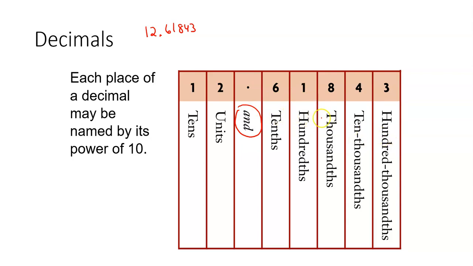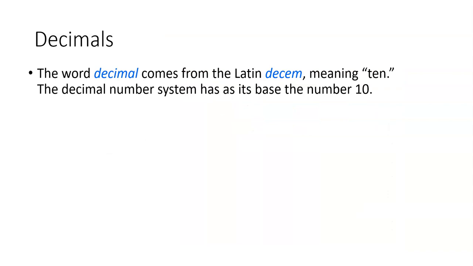So tenths, hundredths, thousandths, 10 thousandths, 100 thousandths, and then it would just continue, right? After 100 thousandths comes millionths, 10 millionths, 100 millionths. You're probably not going to have to go that far. 100 millionths are very tiny pieces. So the word decimal comes from the Latin word decim that means 10, right? Everything is in base 10.